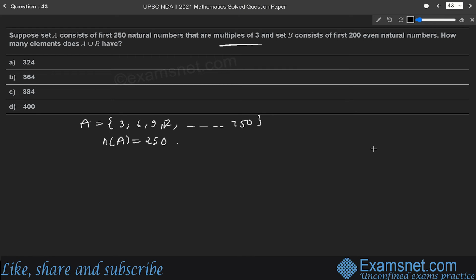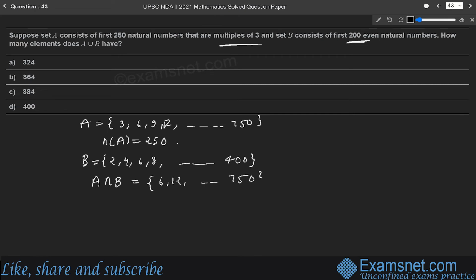It is also given in the question that set B consists of the first 200 even natural numbers. Therefore, B will be equal to 2, 4, 6, 8 and so on up to 400, because we need 200 even natural numbers. Now, we have to find A intersection B. So, A intersection B will be 6, 12 and so on up to 750.